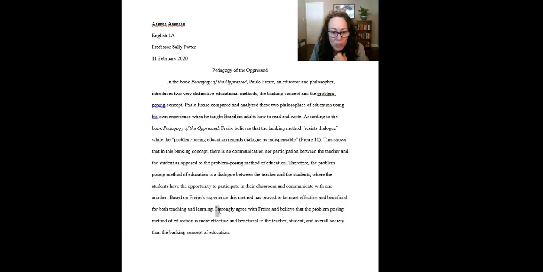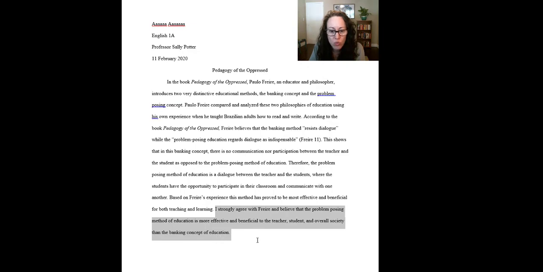Okay, and then our final sentence, the thesis statement, and she has a really nice beginning. I strongly agree. That really makes it clear that it is her thesis statement, and it's right where it should be, at the end of the introduction. So I strongly agree with Freire and believe that the problem-posing method of education is more effective and beneficial to the teacher, student, and overall society than the banking concept of education.